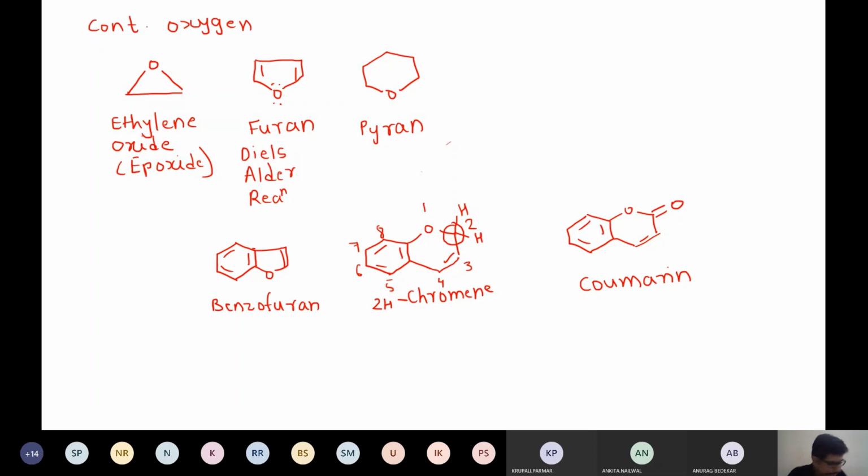So sometimes the coumarin ring is also called benzopyrone, the "one" indicating the presence of C double bond O. So this is a coumarin ring.